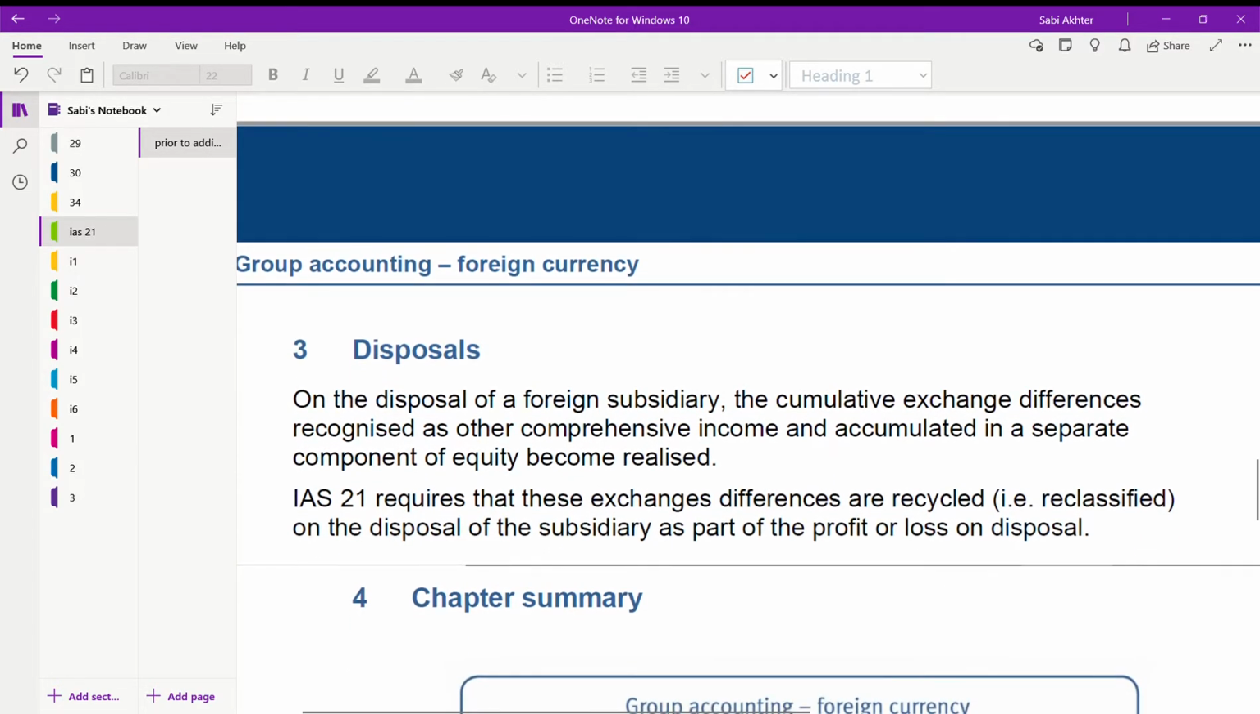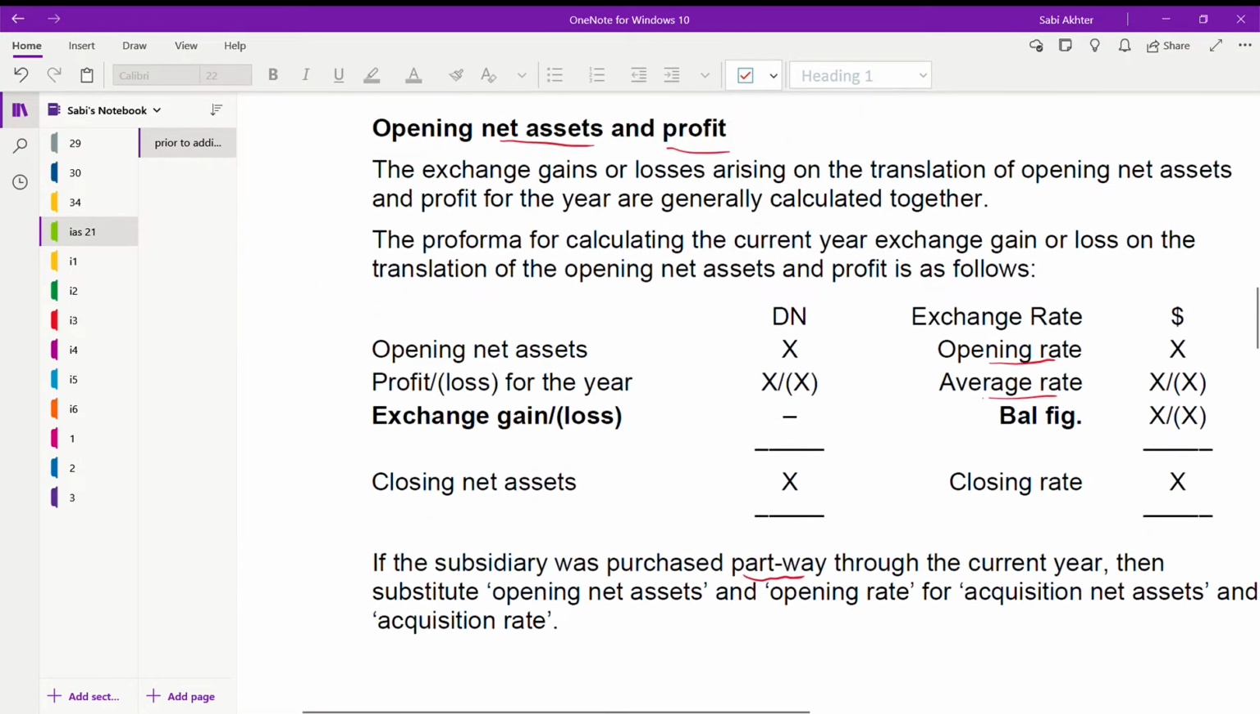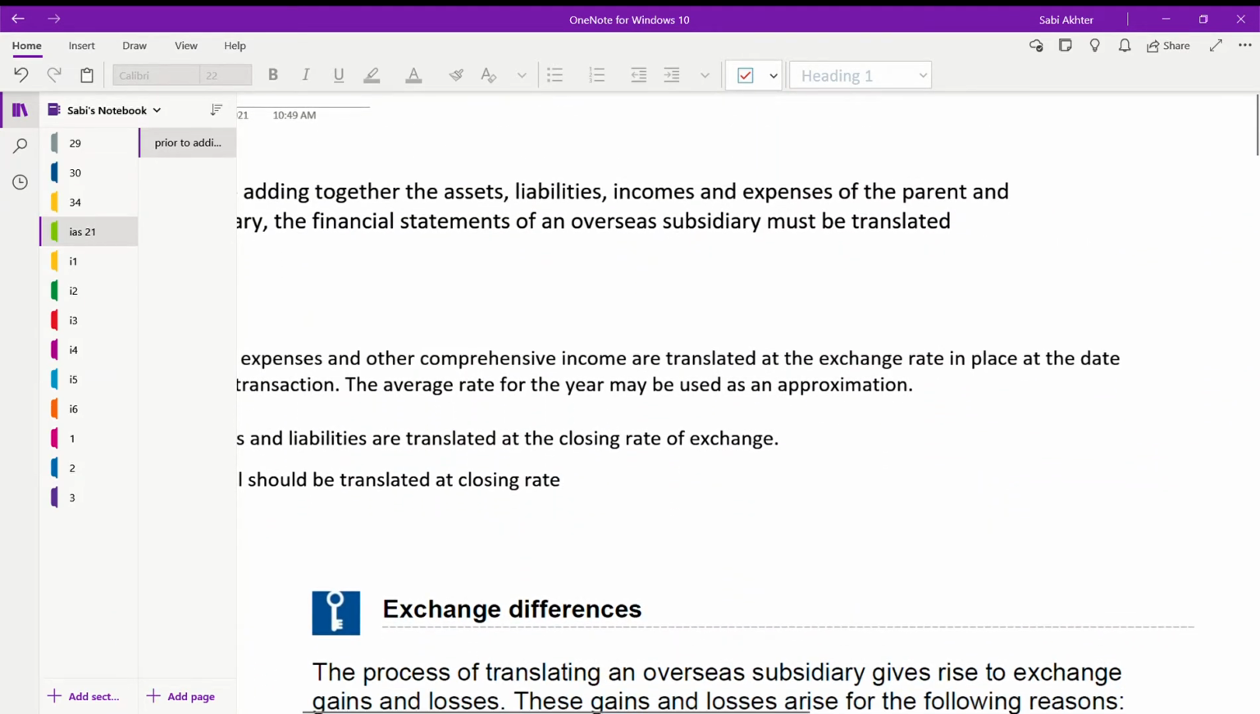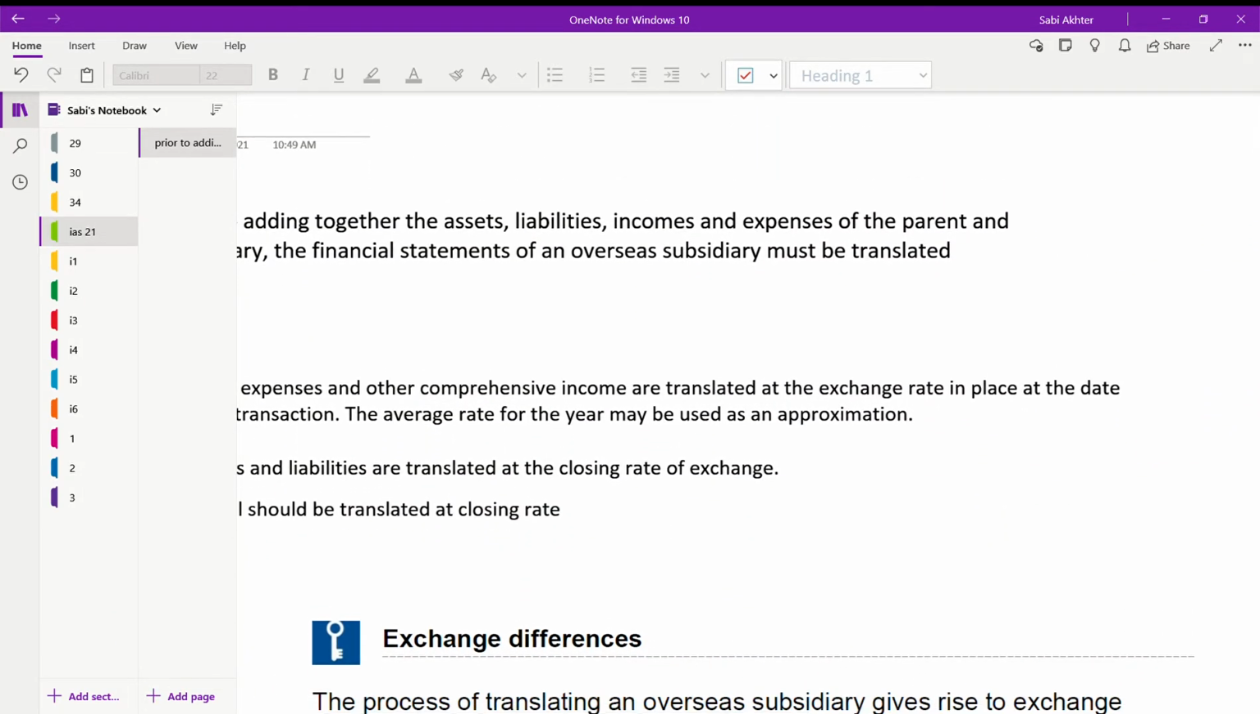And then on disposal, we know that it will be reclassified to the profit and loss account. Just another thing, let me see whether I've covered everything. Yes, everything is covered. Now let us start with the question.